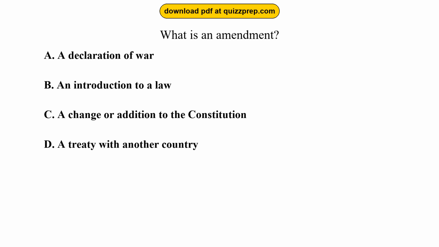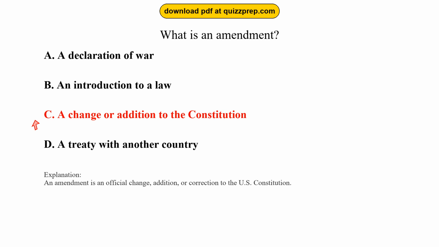Question 59. What is an amendment? Option A. A declaration of war. Option B. An introduction to a law. Option C. A change or addition to the Constitution. Option D. A treaty with another country. The correct answer is option C. A change or addition to the Constitution. An amendment is an official change, addition, or correction to the U.S. Constitution.